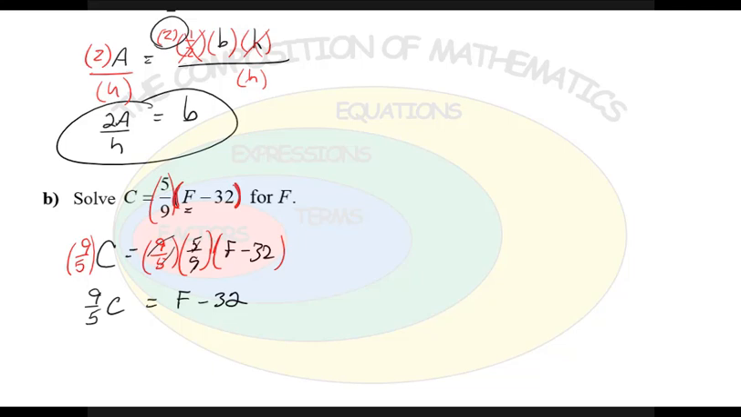So then to get F by itself, all I need to do is get rid of this negative 32, or add 32 to both sides. So on the left side I get 9/5 C plus 32 equals F, and I solved for F.